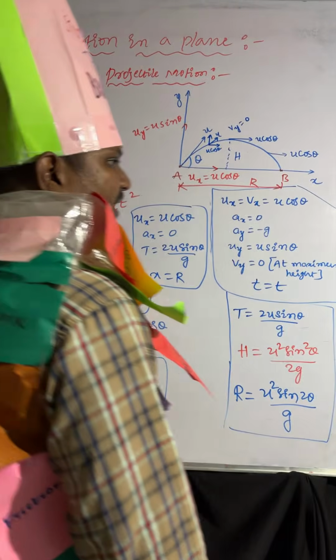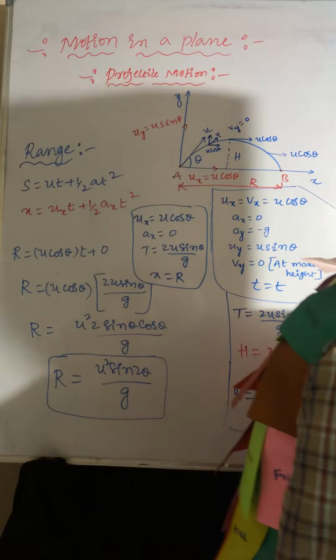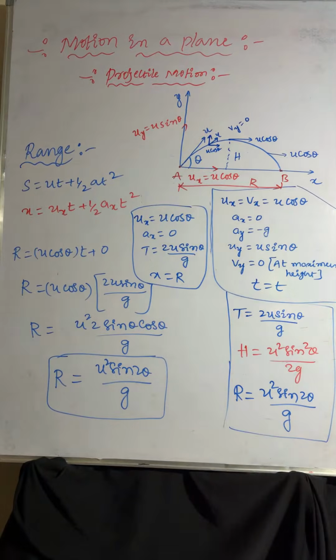So I hope it is very clear. Just check once. So these are all the formulas for range. R equal to u square sin 2 theta by g, H equal to u square sin square theta by 2g, time of flight T equal to 2u sin theta by g. So I hope it is very clear, right? Check once. This is about projectile motion.